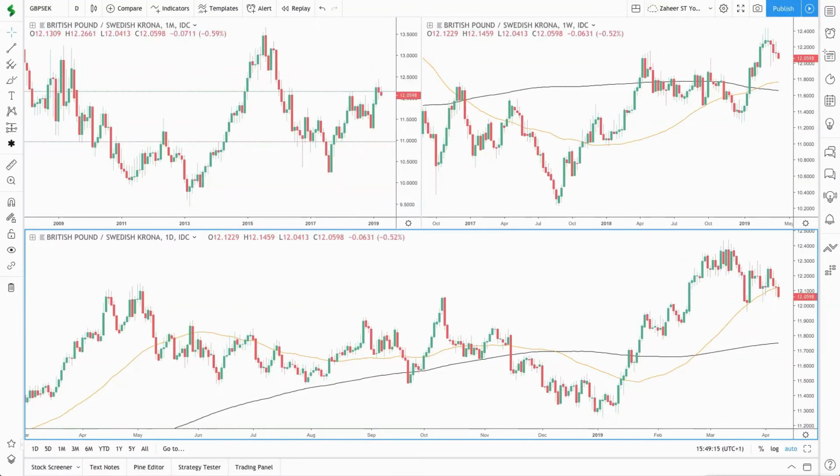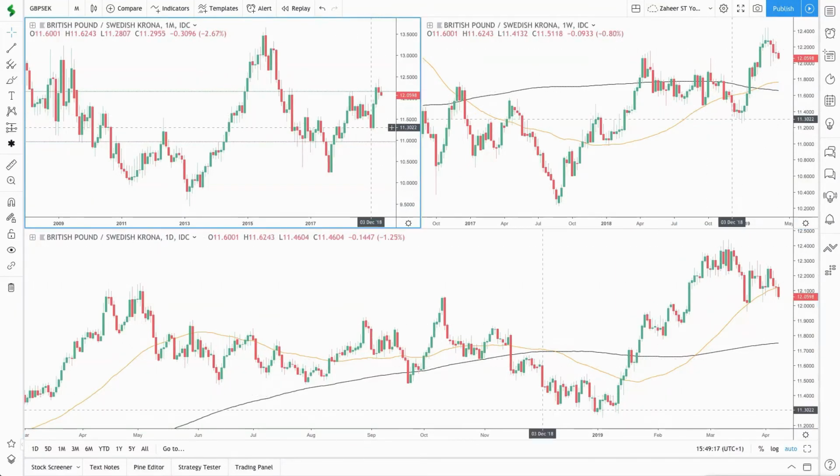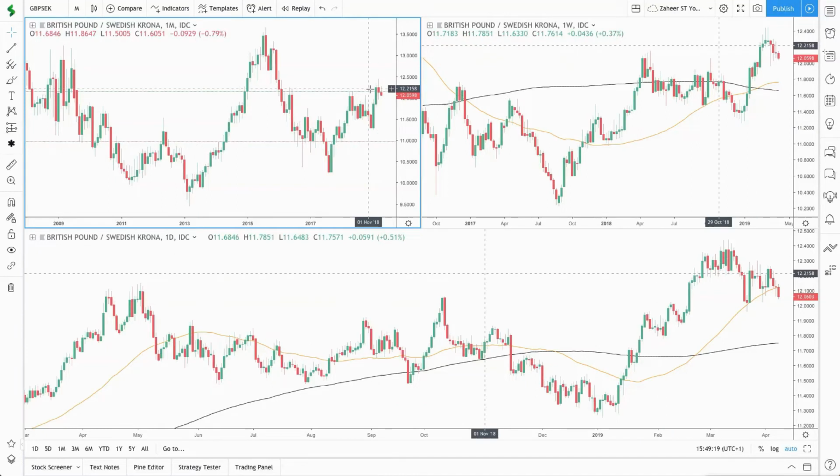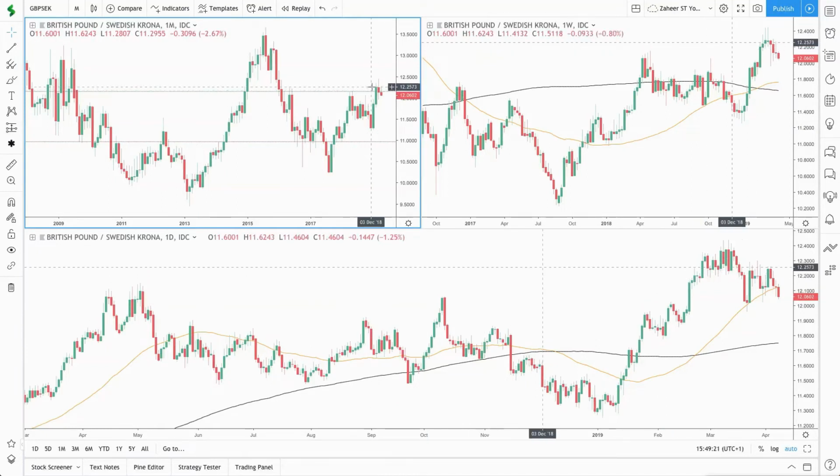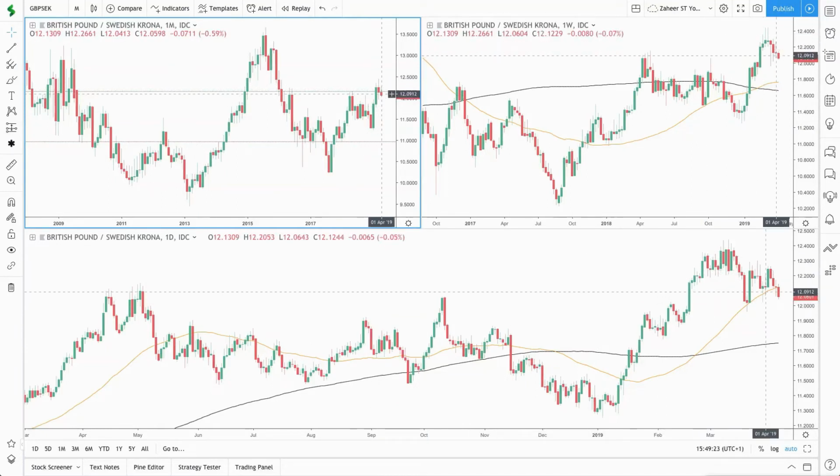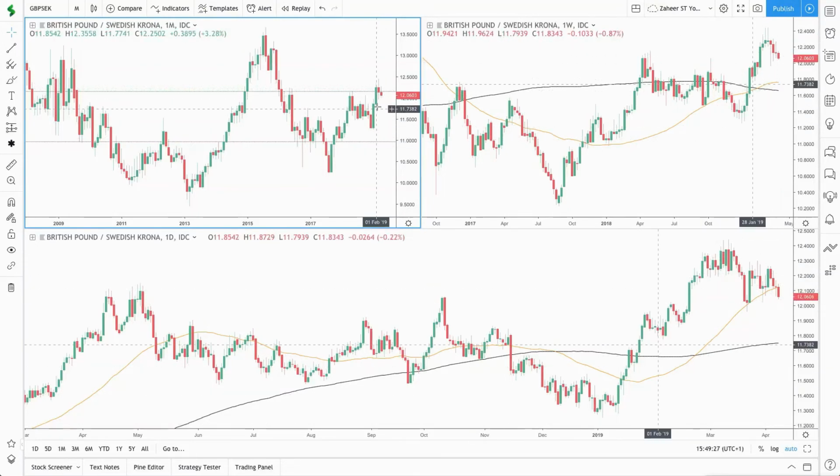The final currency we'll look at is the pound Swedish krona. Again, bullishness to the upside. Price was trading above the high of 2018, but we've now seen a pullback to the downside. Price is now trading below the high of 2018. But this is not much to worry about. After every move, we tend to see a pullback before a continuation to the upside.